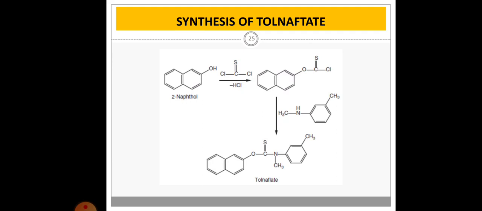In the presence of N3-dimethyl benzene amine, this compound, that is O-naphthalene 6-yl chloromethane thioate, gives rise to the final compound TOLNAFTATE.